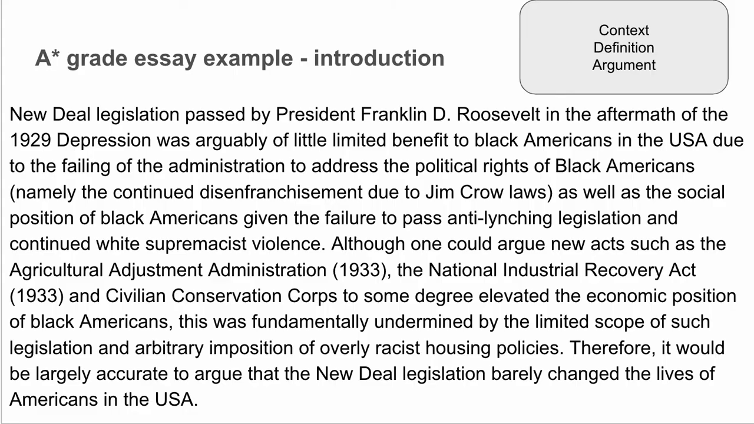Let's look at the A-star grade intro. So already we look at it, it's much longer. Again, if you just take some time to read through this, you could think about what makes it so good. So if we just have a look at this one, we can see there's really clear context. It defines what it's going to talk about in terms of the lives of Black Americans. It talks about political rights, and social position, and then it talks about the economic position. So we're clearly going to get a social, political, and economic assessment of the impact of New Deal legislation.